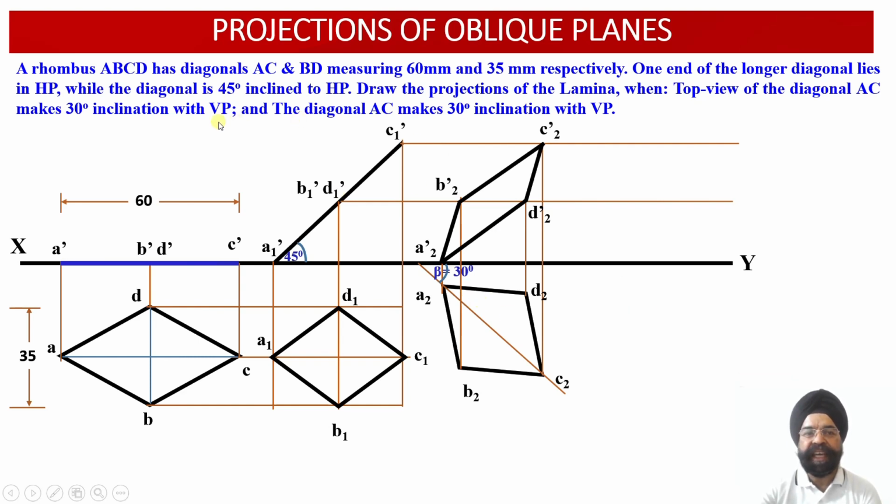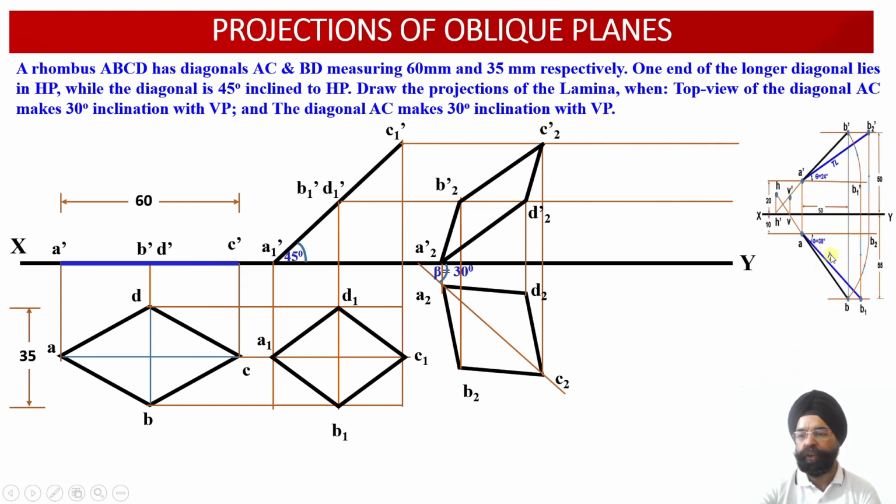Now in the next case, we are given the information, just see, that the original diagonal AC, that is the true length of the diagonal AC, no longer the apparent length, it is the true length of the diagonal AC making an angle of 30 degree with respect to VP. So now we are going to make use of the principles of the rotation of line. Just see, the true length of the line and the apparent length of the line are both lying between the two locus lines.